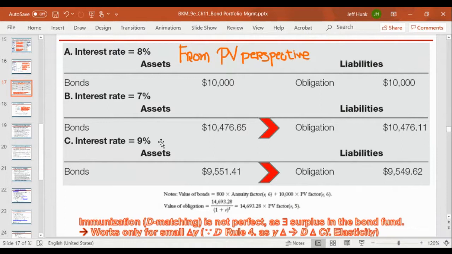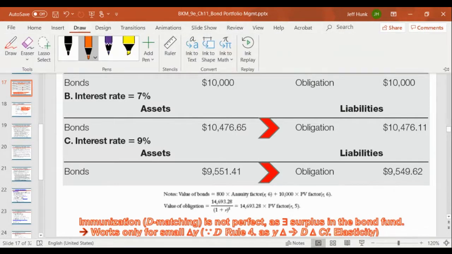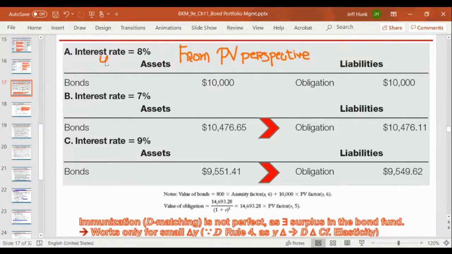When interest rate is 8%, right? Which means when Y is 8%, yield is 8%, right? Of course, even in present value perspective, it's all immunized because when interest rate is 8%, no change, right? Assets and liabilities exactly balance out, right?